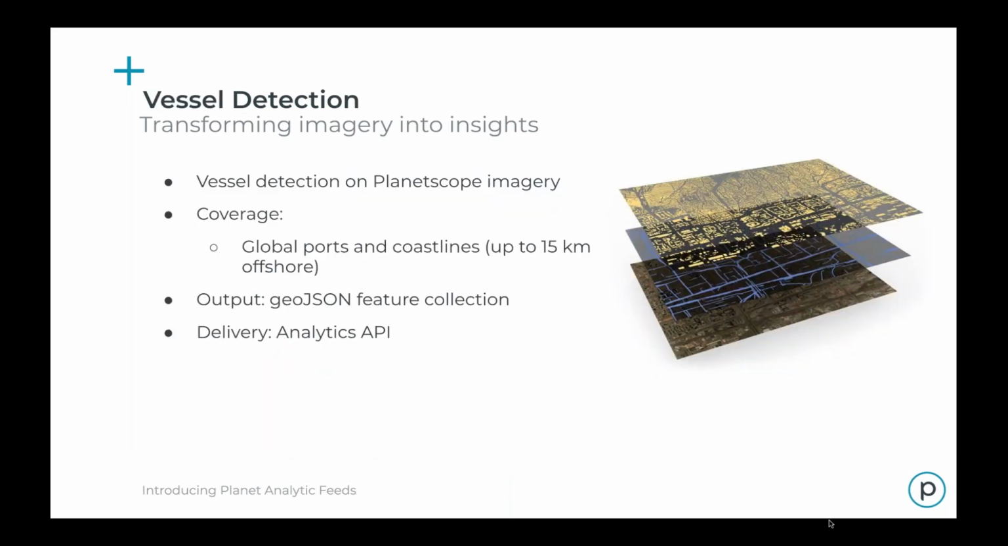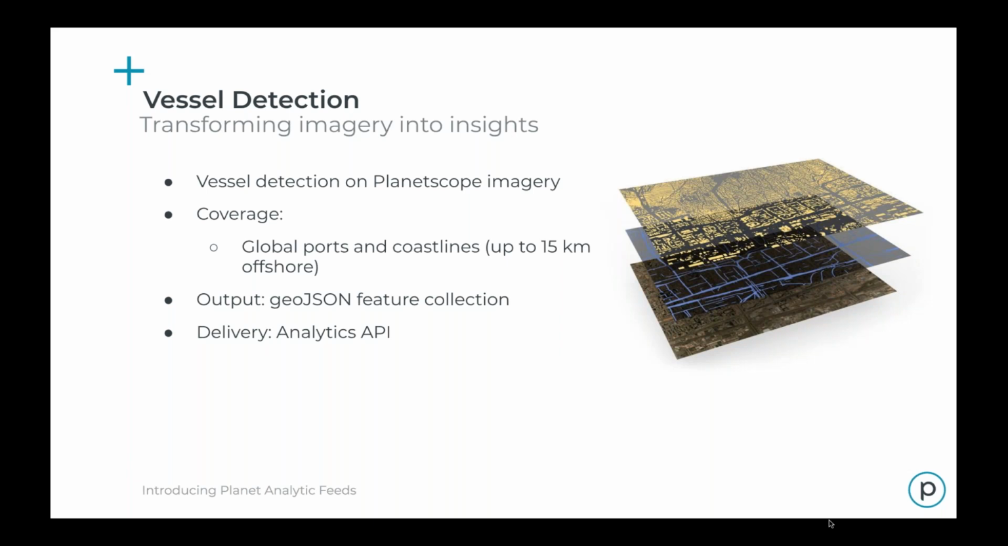And lastly, our vessel detection. So this one is a bit different for a few reasons. The first being that it's based on our daily PlanetScope scenes, not our monthly base maps. Since ships move frequently, while roads and buildings are largely less dynamic in nature, we decided to base our ship detection feed on our high cadence imagery. So our ship detection is focused on port activity, really only running on imagery up to 15 kilometers offshore, so people can stay up to date with what's going on in the ports of the world.